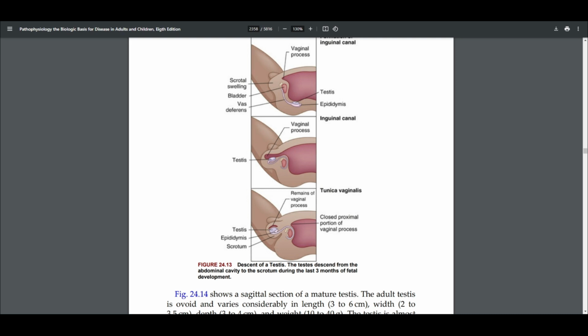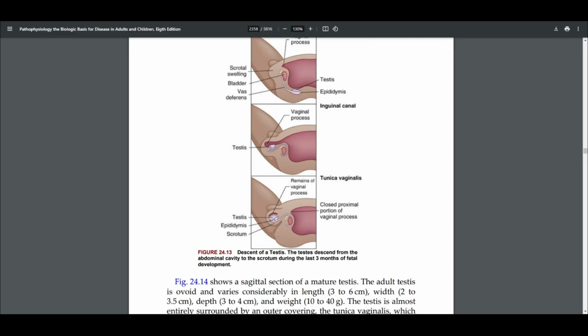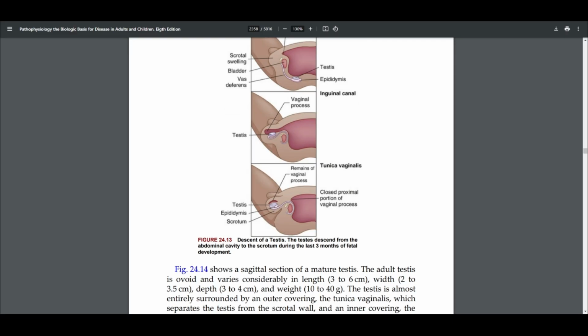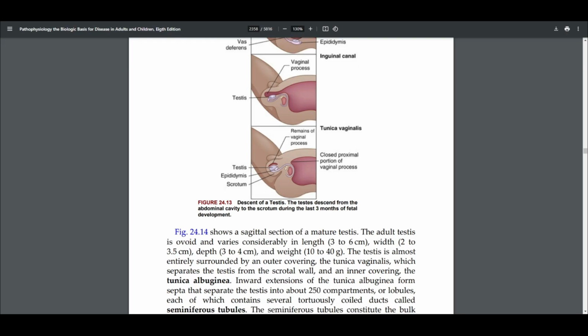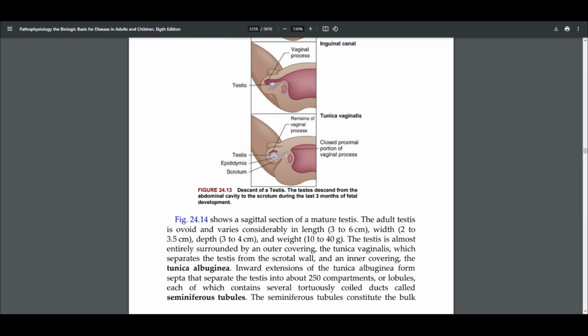The following figure shows the sagittal section of the mature testes. The adult testes is ovoid and varies considerably in length, width, and weight. The testes is almost entirely surrounded by an outer covering, the tunica vaginalis, which separates the testes from the scrotal wall, and an inner covering, the tunica albuginea.